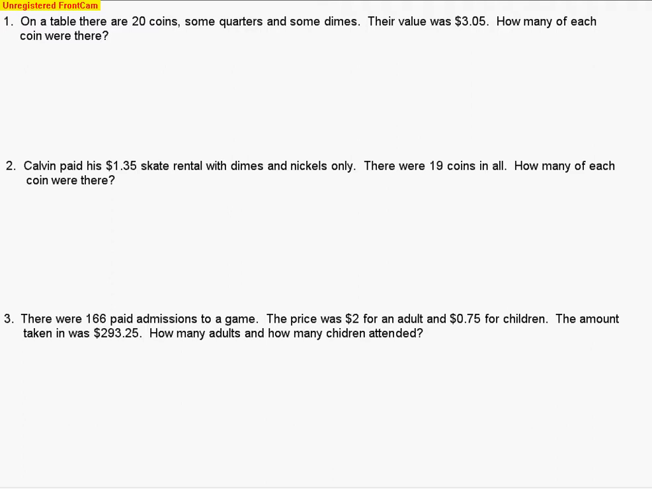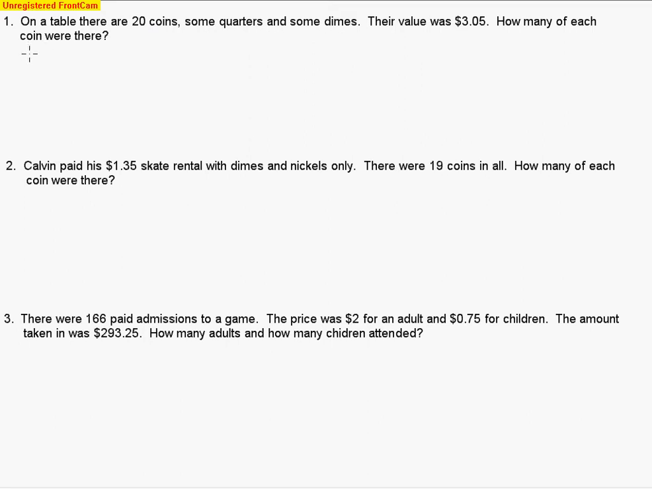It talks about on a table there are 20 coins. Some are quarters and others are dimes. Their value is $3.05. How many coins were there? How many quarters and how many dimes were there is basically what they're asking.